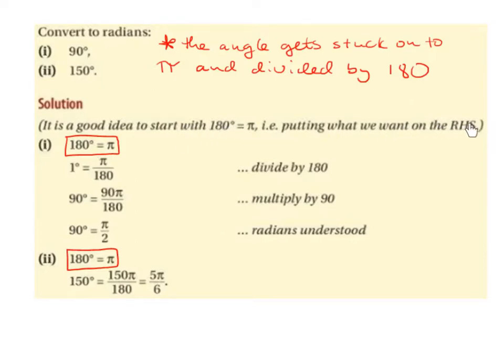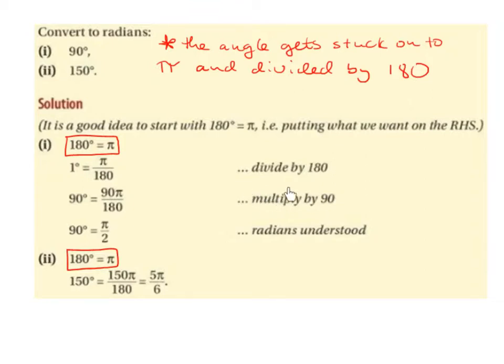i.e. putting what we want on the RHS, the right hand side. So 180 equals pi. Then dividing across by 180 degrees. 180 divided by 180 is 1 degree. And pi divided by 180 is pi over 180.